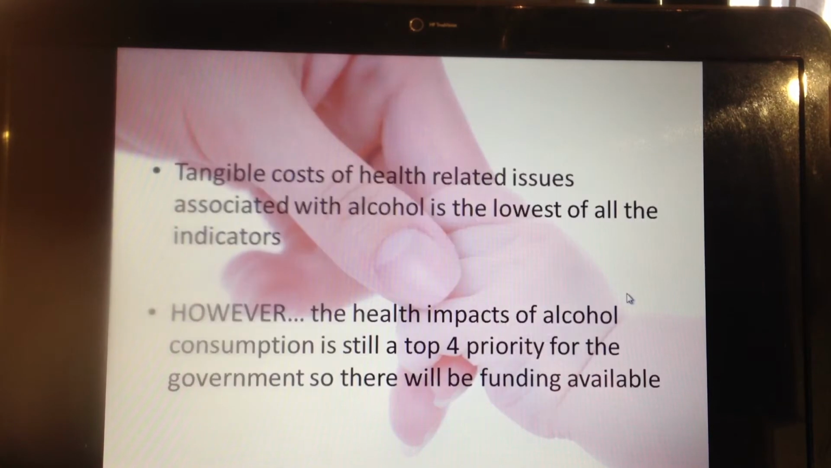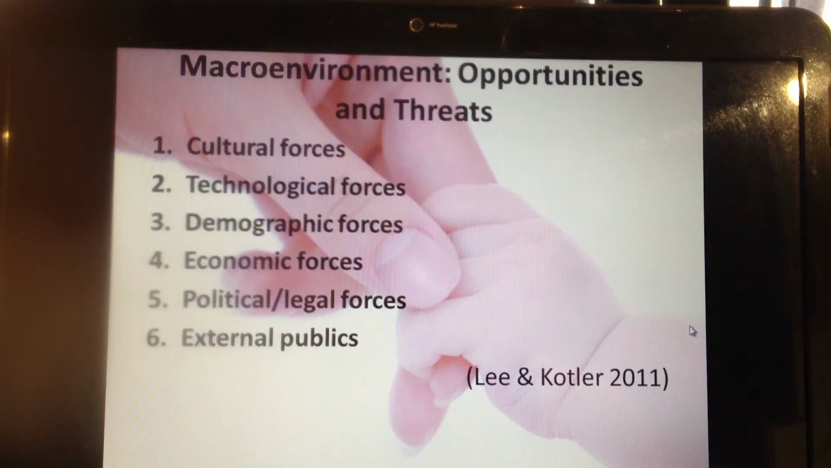This suggests that this might be a weakness for our campaign, as it might provide resistance for gaining adequate funding. However, the impact of alcohol consumption is still a top 4 priority area, so there will be funding for a campaign such as this one. Looking at opportunities and threats for our campaign, involving these factors.